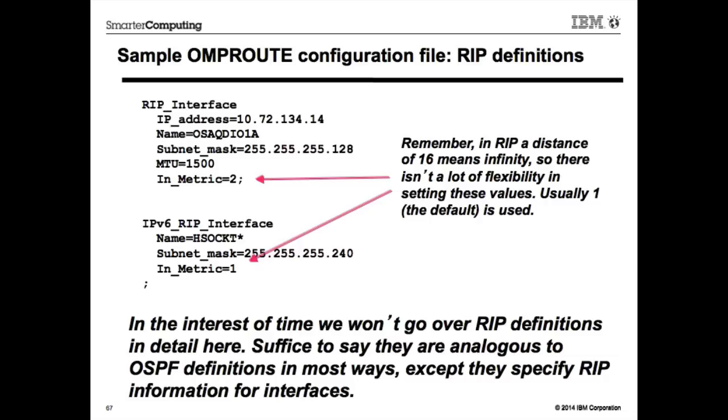Now remember, in RIP, a distance of 16 means infinity. So you don't have a lot of flexibility here. If you define the in metric of 10, and then your neighbor has an in metric of 10, you're unreachable because you're greater than 16. So generally, the default value of 1 is used. In the interest of time, we're not going to go over RIP in detail. It's analogous to OSPF in most ways, except you're specifying RIP information instead of OSPF information.